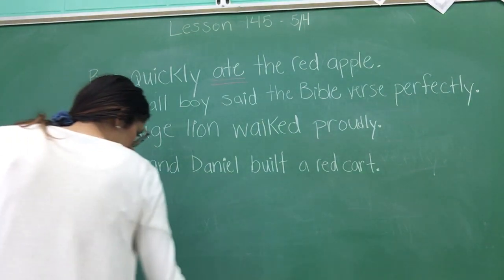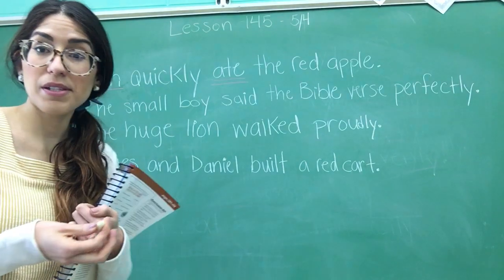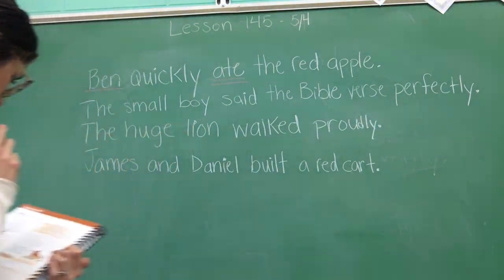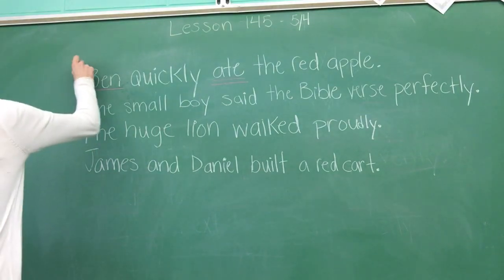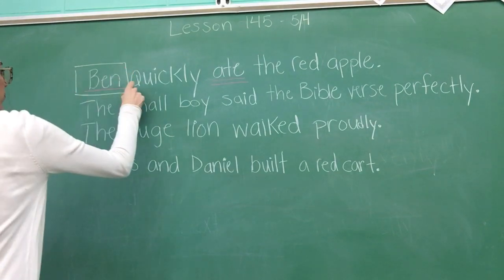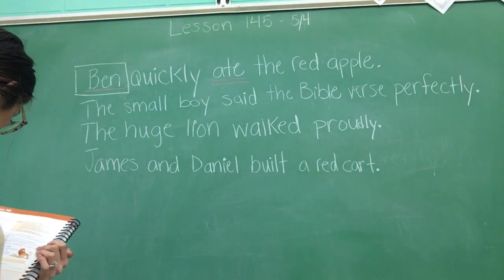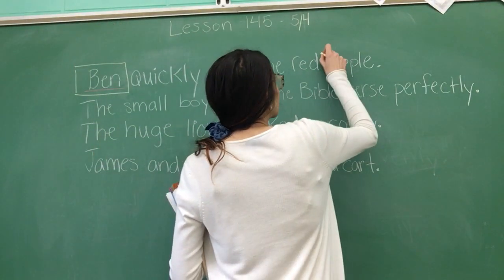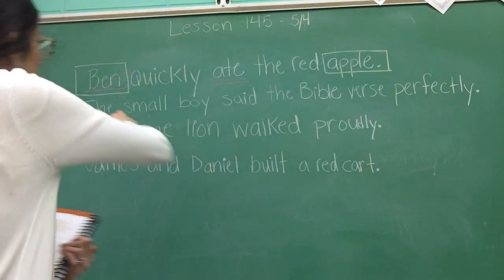Okay? And then in yellow, let's go ahead and do the nouns. Draw boxes around the nouns. Let's draw a box around every noun. Ready? First noun that you see. Very good. Ben is a noun. Excellent job. Another noun. Did you see it? Apple. Yes. Very good. Apple is a thing. Ben is a person.